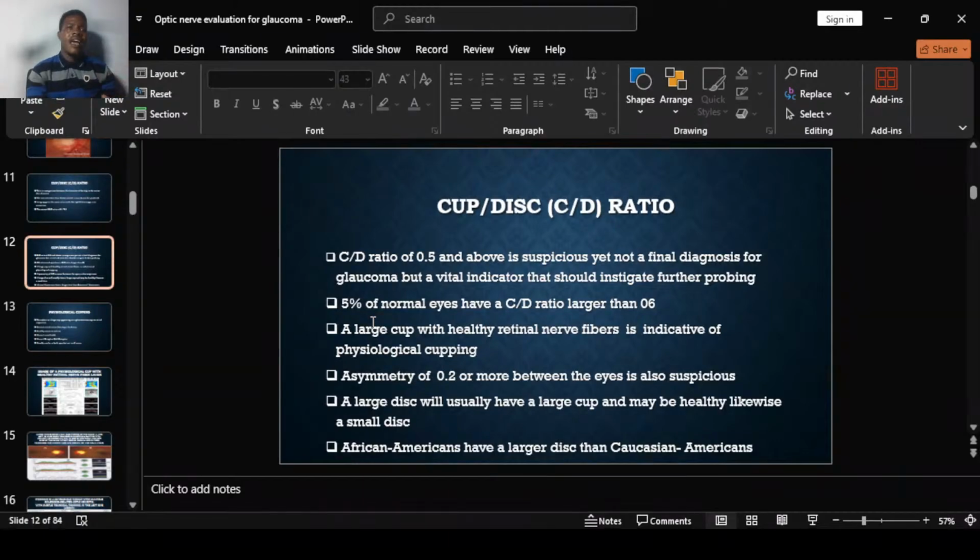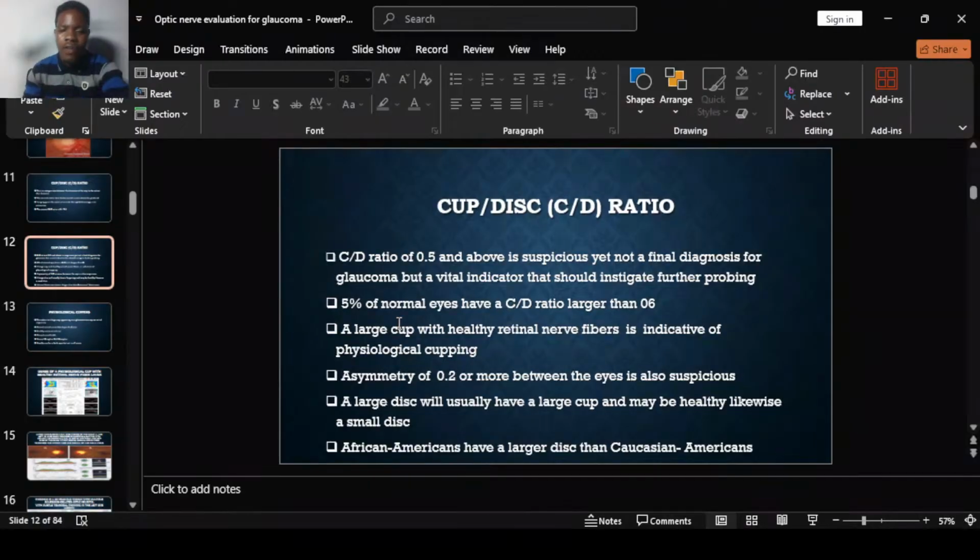Like we said earlier in our definition, before you see an increase in cupping, it first of all affects the retinal nerve fiber layer and also the ganglion cell layer, because the ganglion cells come together to form the retinal nerve fiber layer, and we say that the neuroretinal rim is an extension of the retinal nerve fiber layer. So if we see a large cup, but when we send for OCT the retinal nerve fiber layer is still healthy, it is likely not glaucoma, because if it is glaucoma, there should be a corresponding loss in the retinal nerve fiber layer. So it is important that we know this.